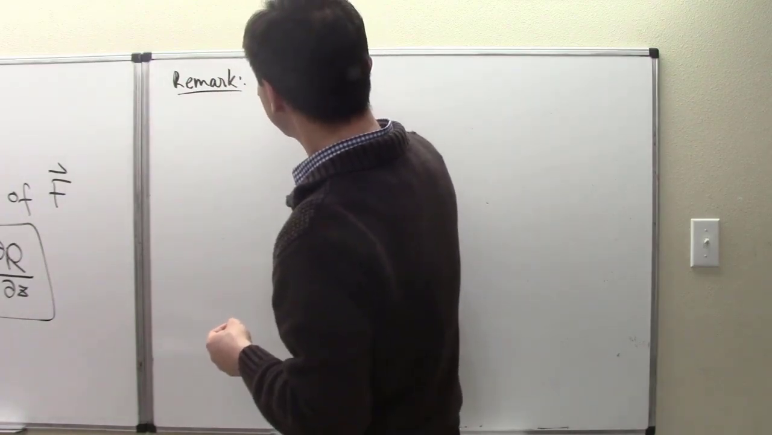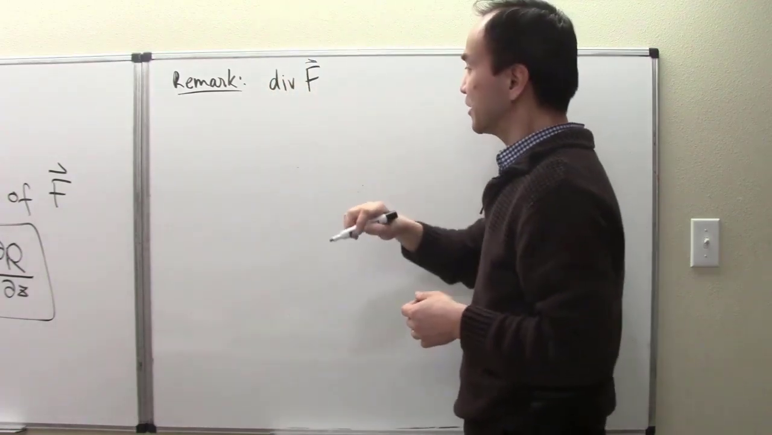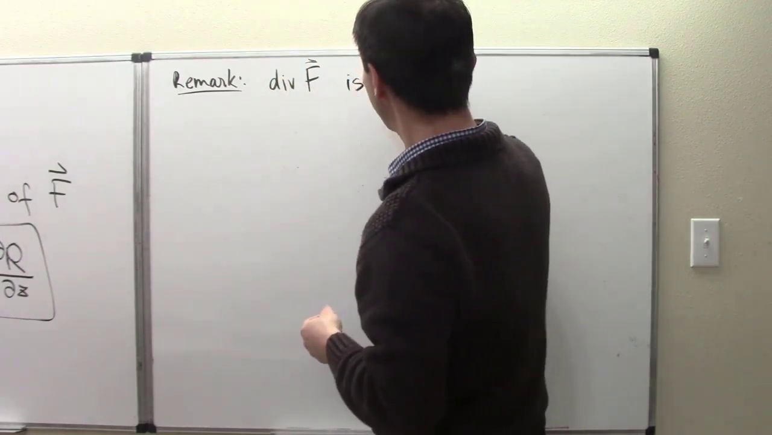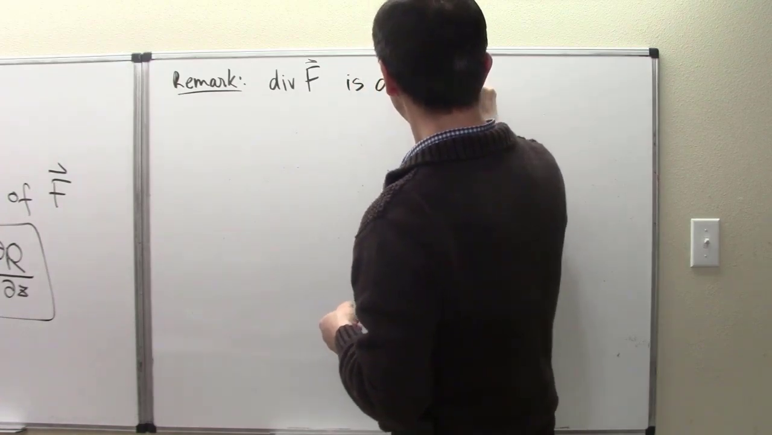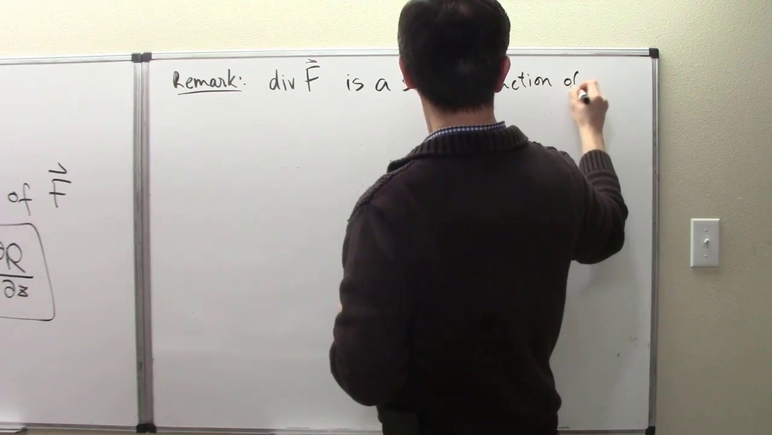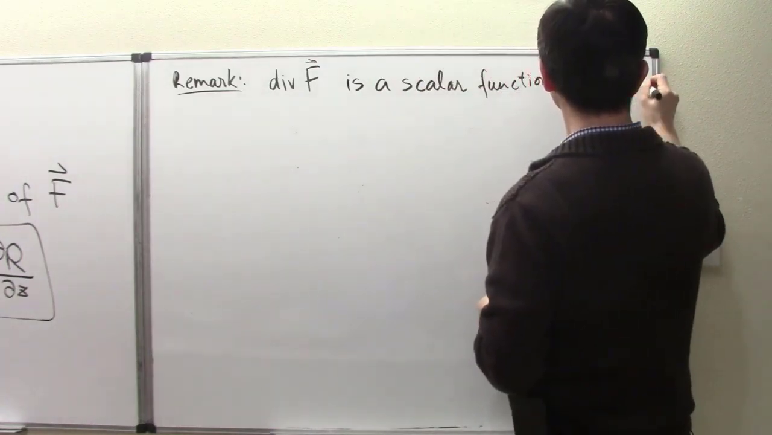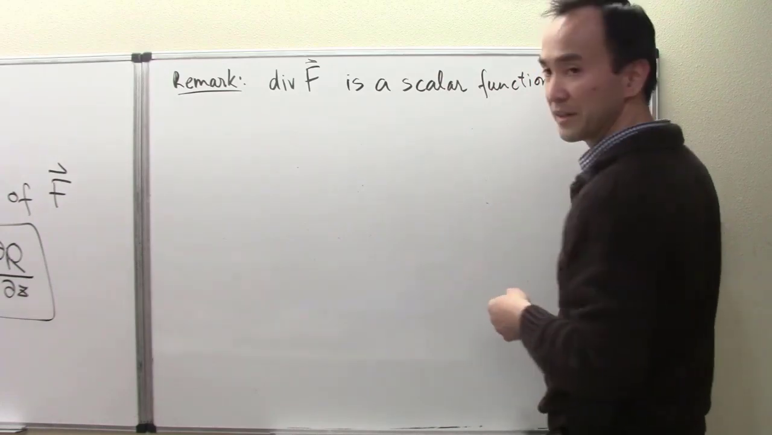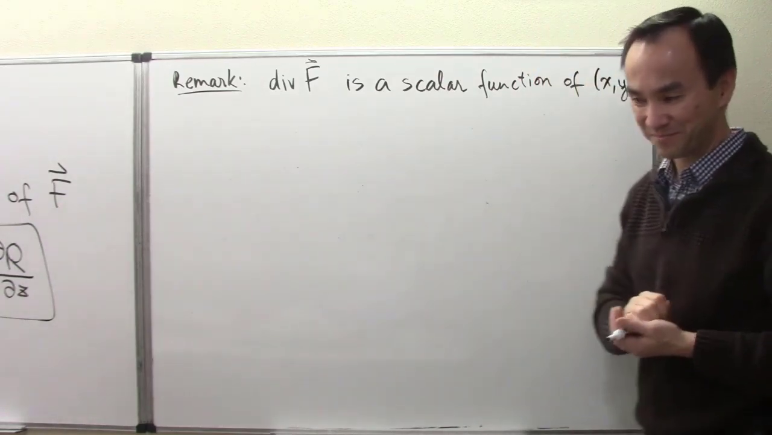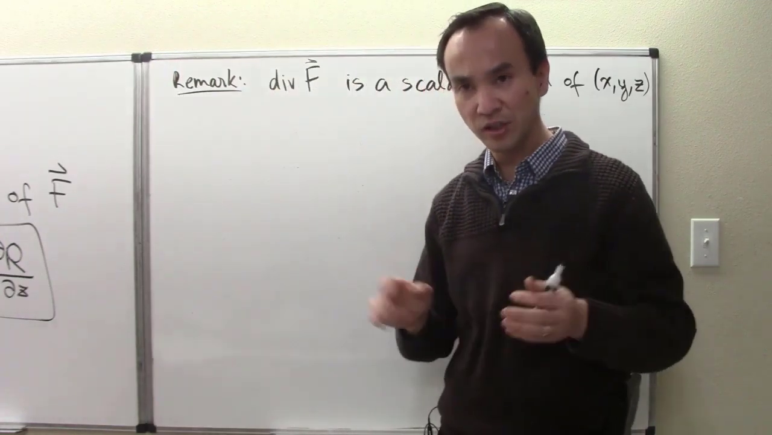The divergence of F, and that's the symbol right there, the divergence of our current vector field is a scalar function of x, y, and z, of course three variables. And so in that way, let's look at one example right now.